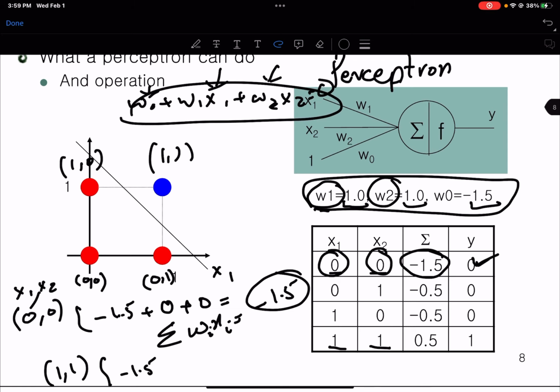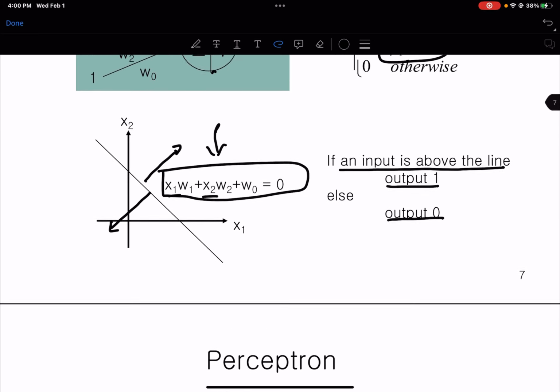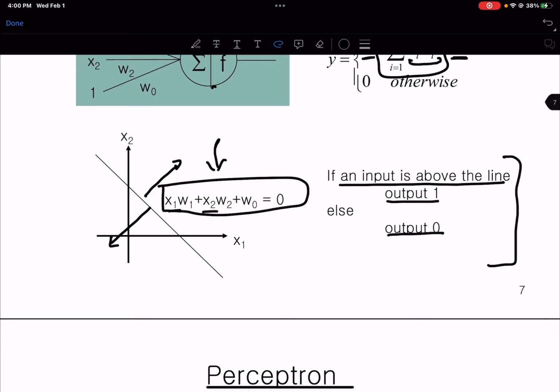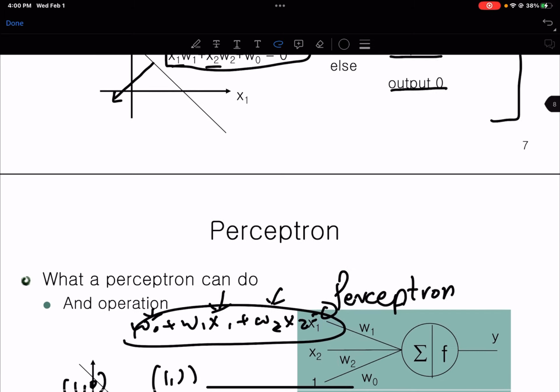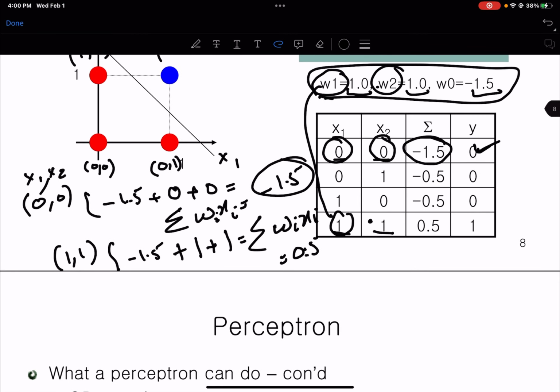Okay, so minus 1.5 plus W1 is 1 multiplied by 1 is 1. Then W2 is 1 and your x2 is 1, and the sum of Wixi is equal to 0.5. Now revisit this equation. So if it is greater than 0, okay, yes, it is. 0.5 is greater than 0, so we have an output of 1.